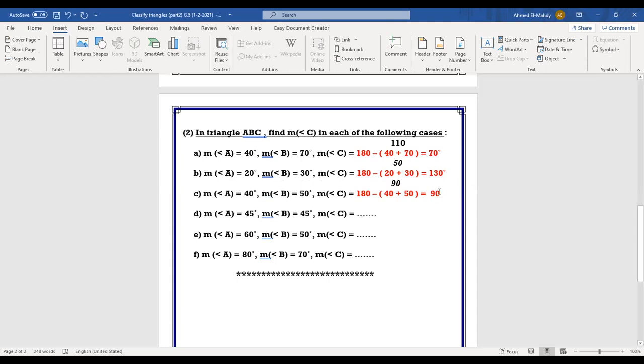Mister, why do we choose the number 180 every time? Because this is the sum of the measures of the angles of any triangle. The sum of the measures of the angles in the triangle must be 180. Okay?